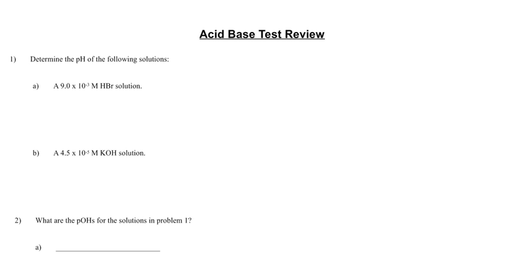So we're going to take out our handy-dandy formula chart, and it tells us that the formula for pH is pH is equal to the negative log of the H plus concentration. That'd be the hydrogen ion concentration in the solution. Okay, so we have first a 9 times 10 to the negative third molar hydrobromic acid solution.